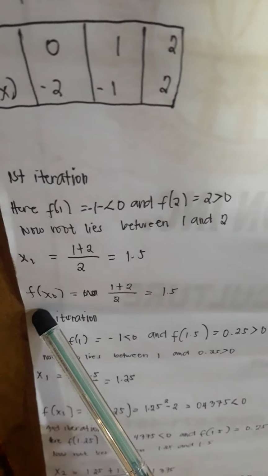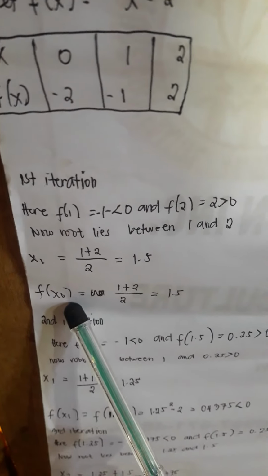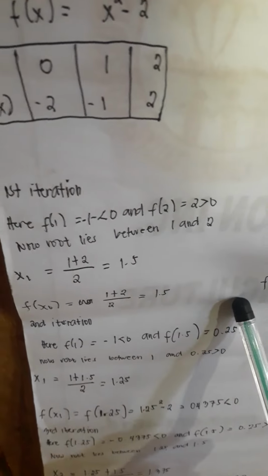x1 equals (1 plus 2) over 2 equals 1.5. f of x1 equals f of 1.5 equals 1.5 squared minus 2 equals 0.25, which is greater than 0.